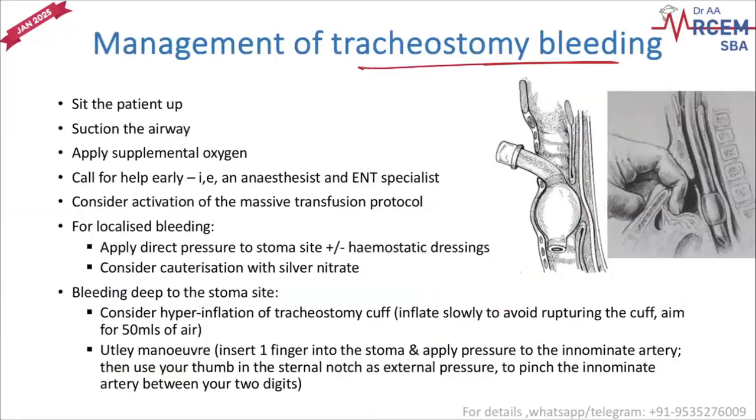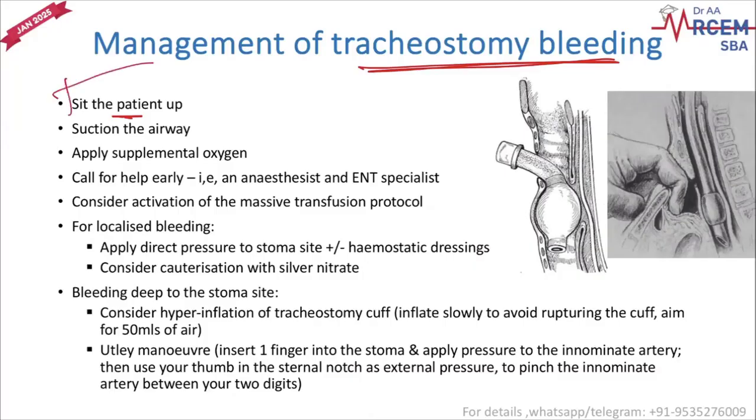Management of a tracheostomy bleed also you need to be aware of. A patient might be bleeding from the tracheostomy site. First of all, make the patient sit up. Making the patient sit up holds good for anyone who is bleeding from the mouth or from the neck. For example, someone is bleeding from the tonsillar fossa after a tonsillectomy, make the patient sit up. After a tooth extraction, the patient is bleeding, make the patient sit up.